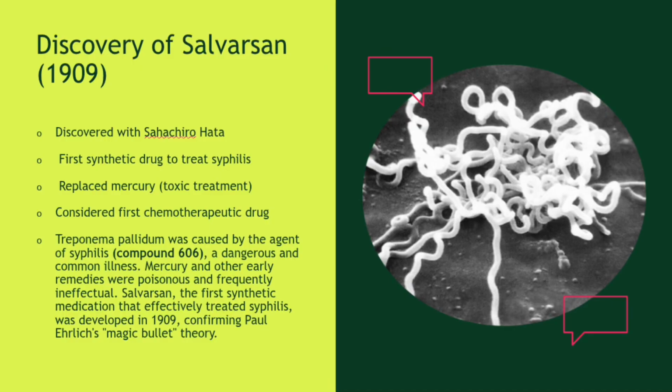The discovery of Salvarsan. Ehrlich's theory was realized in 1909 with the discovery of Salvarsan, or compound 606. This is the first synthetic drug to treat syphilis, successfully replacing ineffective and toxic mercury treatments. Salvarsan was historically significant as the first true chemotherapeutic drug, proving the magic bullet concept was real.